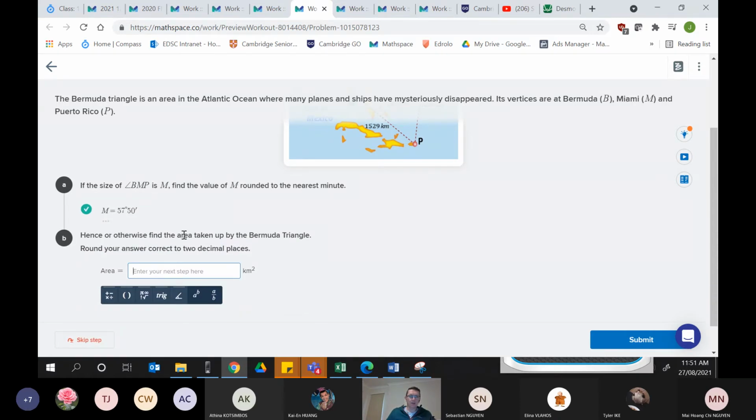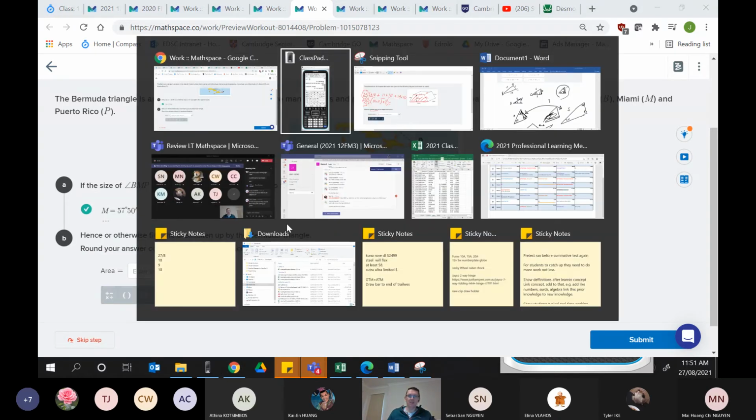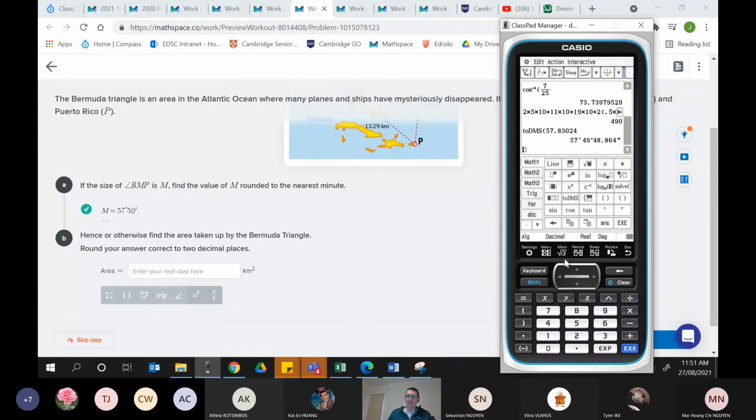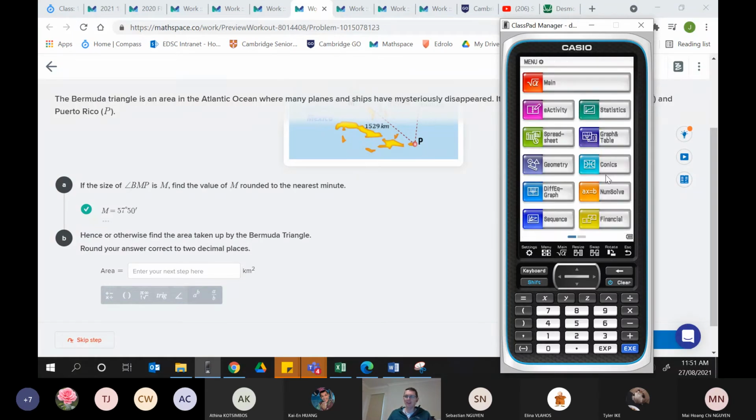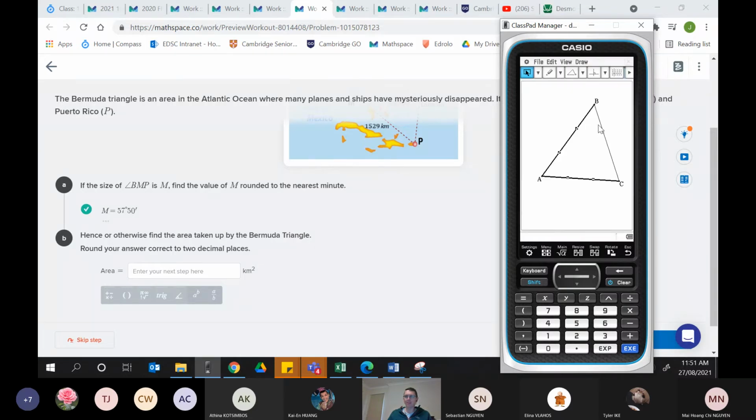A, hence or otherwise, find the area taken up. Oh, well, this is where you would have to do Heron's rule if you didn't have this type of lovely calculator. It'd be just so annoying with the sine rule, but you know what makes life so easy? Just click on the next one. Oh, there's my area. Oh, it's beautiful. Now it does say rounded to 2 decimal places, so we can't actually use that one. Bugger.